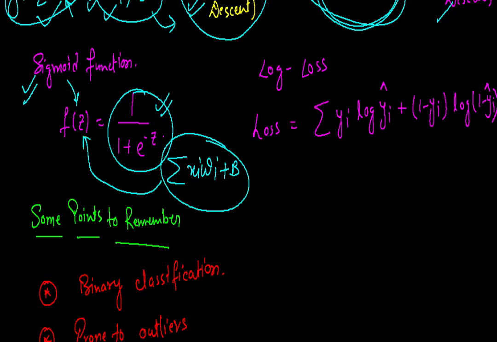So whatever is passed, it will be in the 1 upon 1 plus e raised to the power minus z format. Remember that the values this function can give will be between 0 and 1. That is why sometimes it is also known as the logit function. And sometimes people say that it gives out the probability of the values. Let's see what log loss is here.